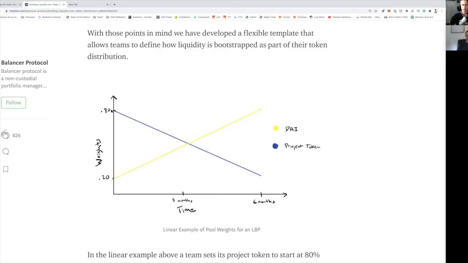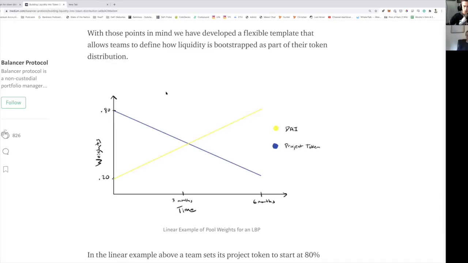And so they set the weight in the balancer pool to 80, and then they set the money, whether it's Ether or DAI, they set that to 20, right? And so it always has to add up to 100, right? But then the cool thing is that over time, according to the balancer smart pool contract, the weight will tick downwards as time goes on, right?